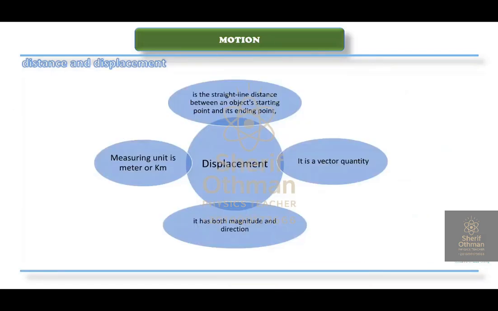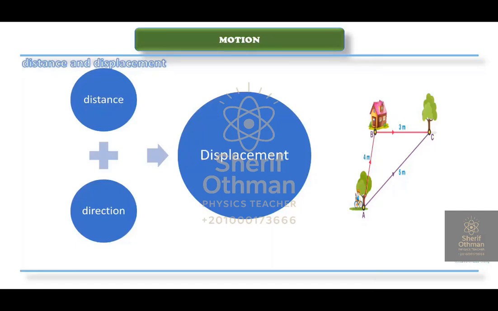Displacement. Displacement is the straight line distance between an object's starting point and ending point. As we said before, displacement is a vector quantity, so it has magnitude and direction, and the measuring unit is the same as distance. It is kilometer or meter depending on the length of the distance itself. So guys, we can conclude that the only difference between distance and displacement is the direction. If we add direction to the distance, the result is displacement.